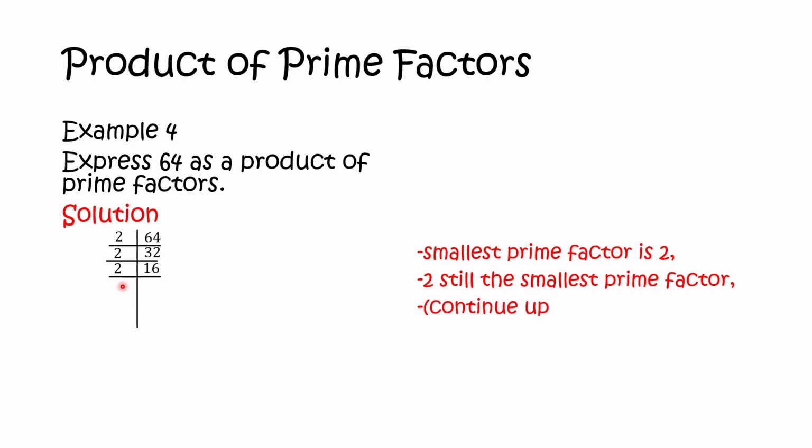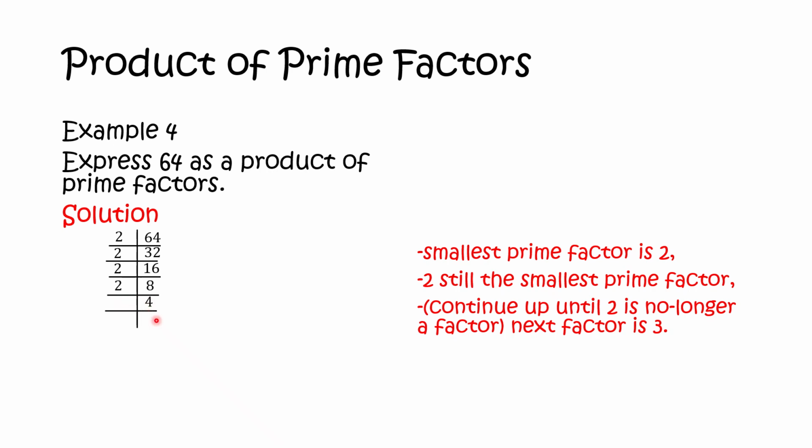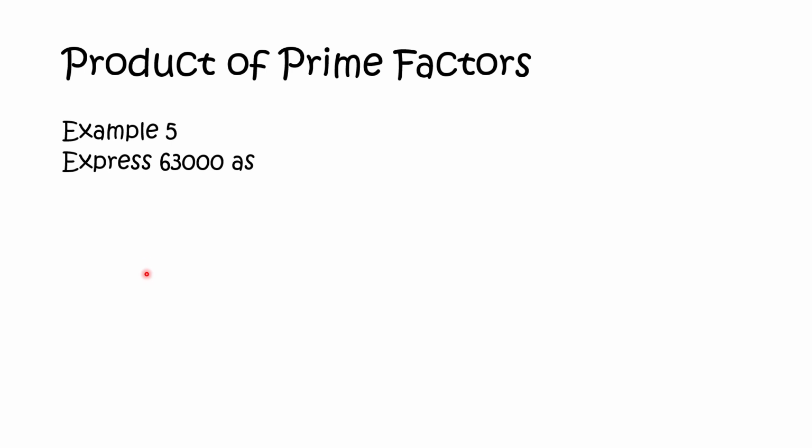16 divided by the smallest prime factor, which is 2 again, we get 8. 8 divided by the smallest prime factor, 2, we get 4. 2 is still the prime factor, so we divide 4 by 2, we get 2. 2 divided by 2 once again, we get 1. So if we are going to express 64 as a product of its prime factors, we are going to have 2 to the power 6. As easy as that.